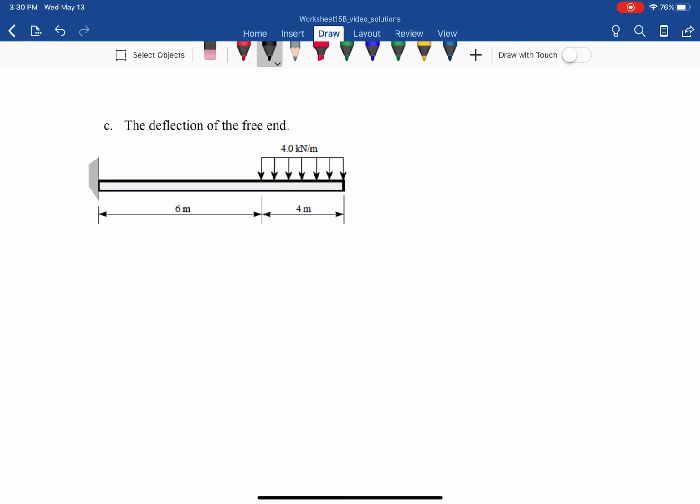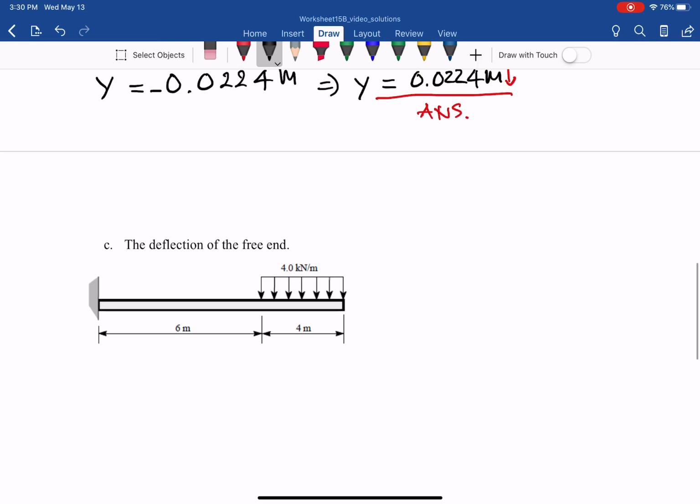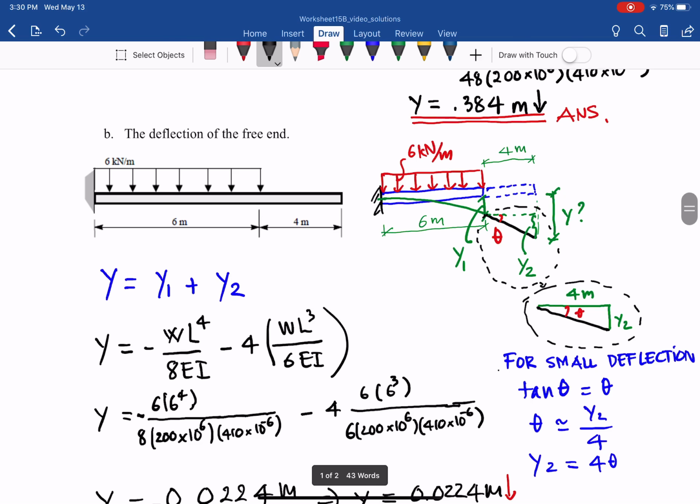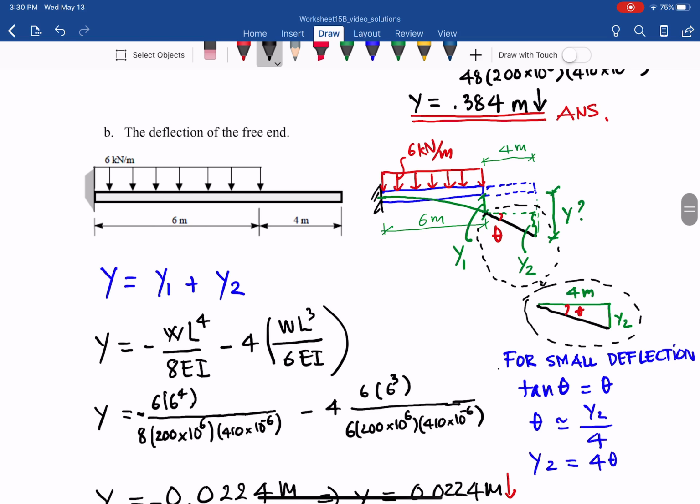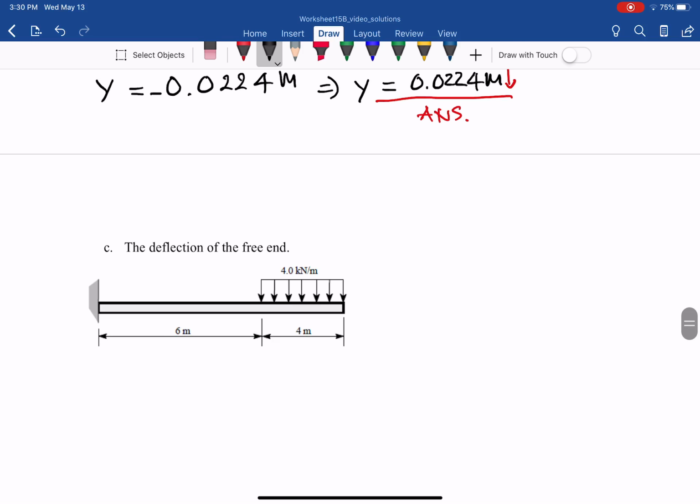It's only 4 kilonewton meter at the end. The first one is 6 kilonewton meter on the first 6 meter, and this one is only for the first 4 meter. How can we deal with that? So we need to have some transformation, some manipulation in this case, and here is what I'm showing to you, how we overcome this.